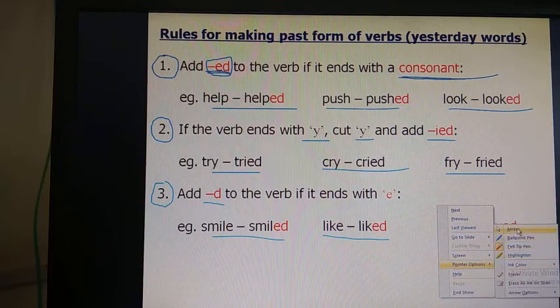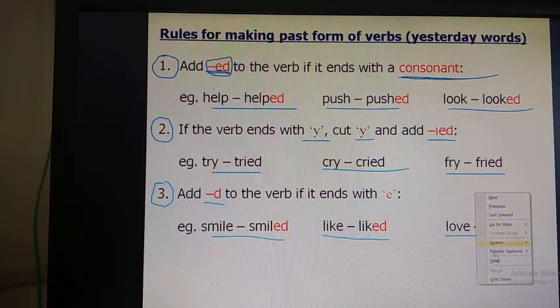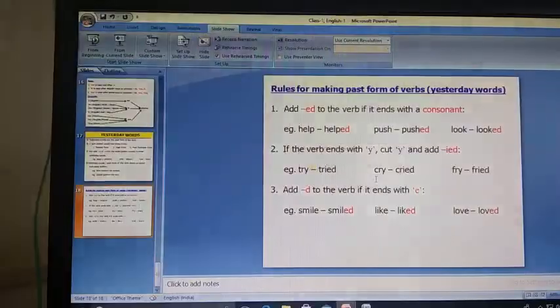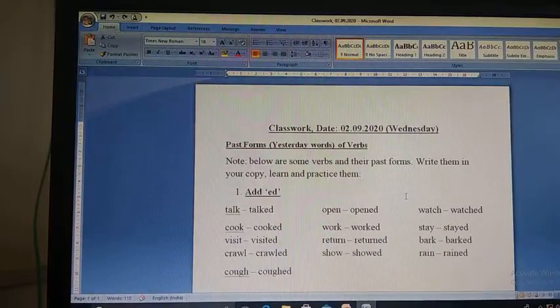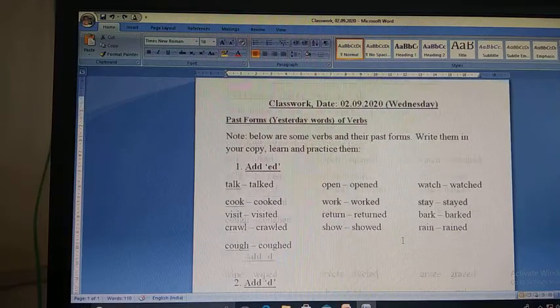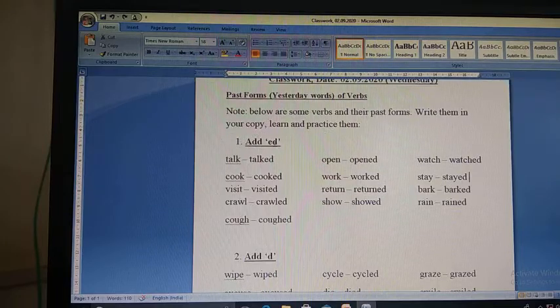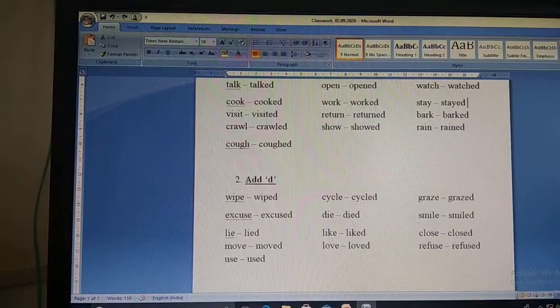Now I am going to show you a few slides or few examples of the verbs in which you can see and learn. Dear children, these are the verbs which I will also be putting in the Google Classroom as classwork. Practice these verbs, how the past form is formed. Number 1, add ed. Talk, talked, cook, cooked, visit, visited, crawl, crawled, cough, coughed, and there are a few more verbs.